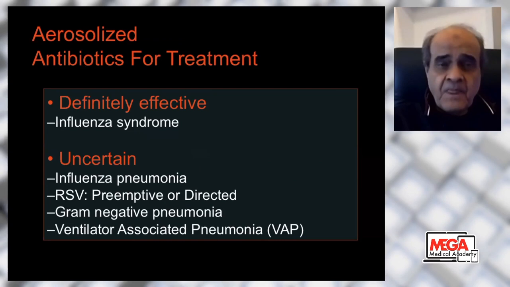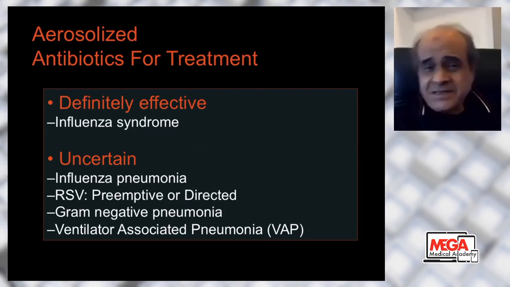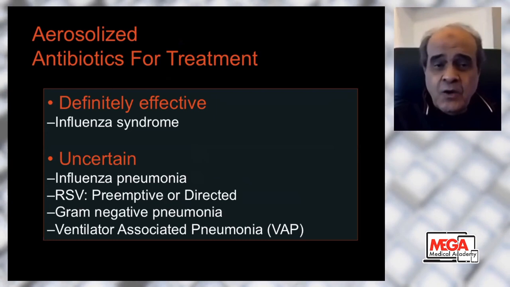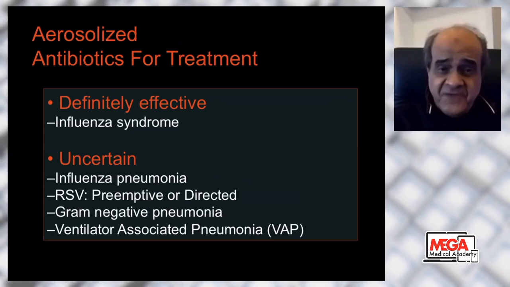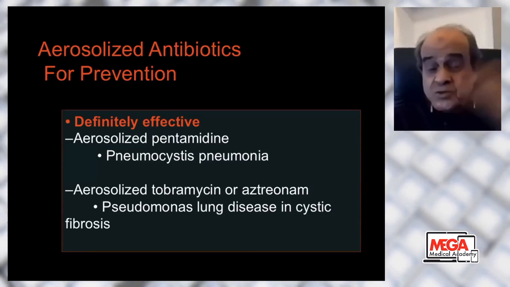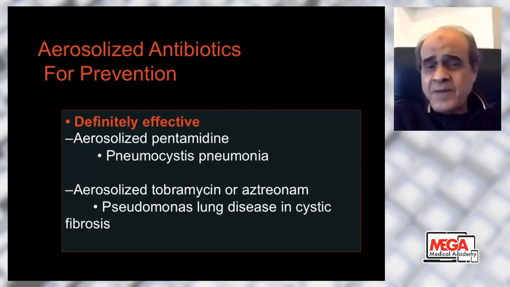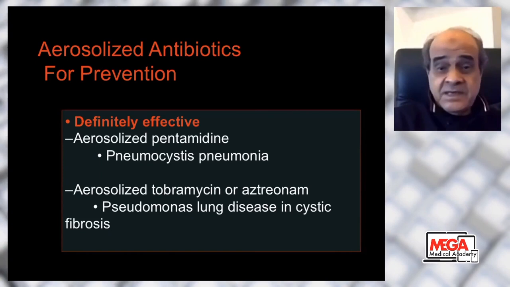About aerosolized antibiotics for treatment, some of us may use them in some resistant disease or some severe ARDS patients, such as influenza pneumonia, gram-negative pneumonia, severe respiratory syncytial virus infections, or ventilator-associated pneumonia. We can use aerosolized drugs, but we have to take care. Aerosolization may promote bronchospasm, and may promote asthmatic attacks in some sensitive patients, so we have to be cautious when using aerosolized antibiotics. We can use aerosolized tobramycin or aztreonam, a monobactam, in such situations as Pseudomonas lung disease in cases of cystic fibrosis.